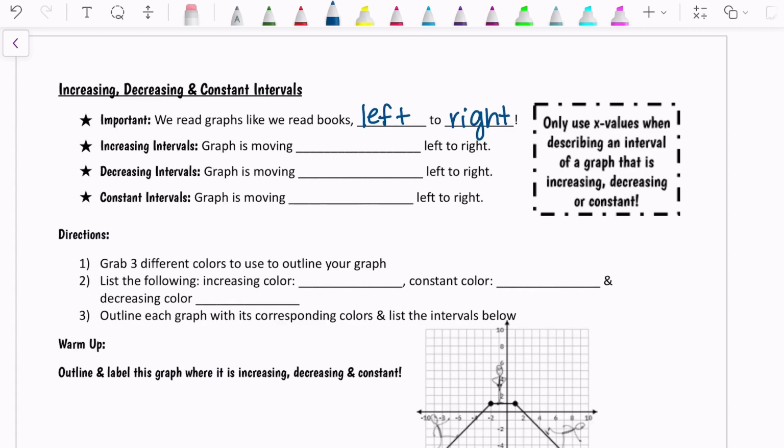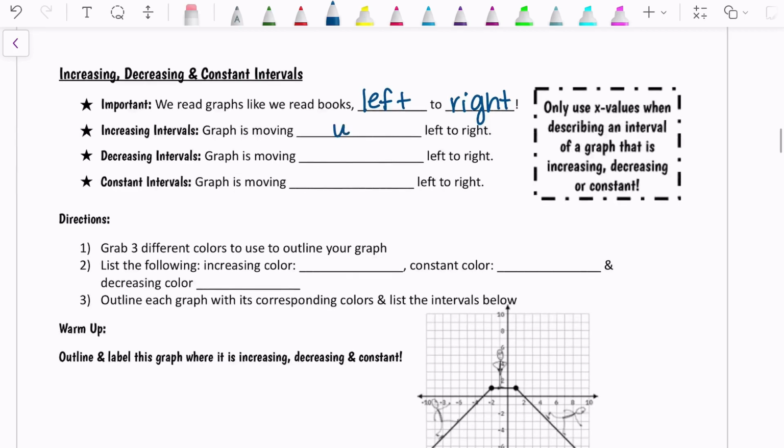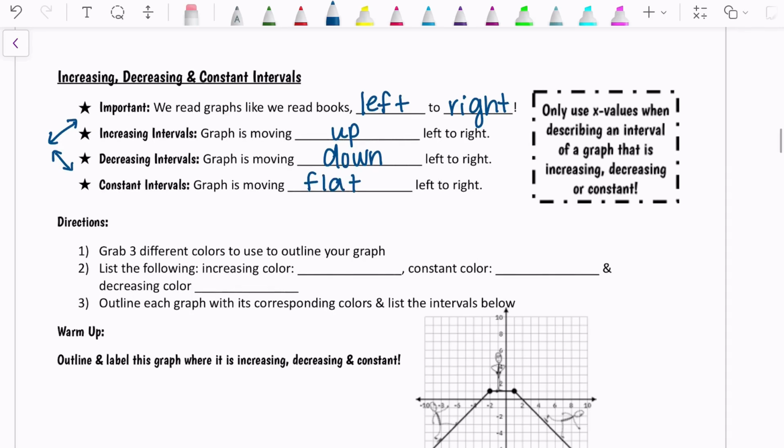So if it's an increasing interval, the graph is moving up left to right. So it would look like this. If it is decreasing, it's going down. And it doesn't have to be a linear function. It could be a curve. So if it's decreasing, it's going down left to right. And if it's constant, it is, I'm going to say flat left to right. And constant looks like this, perfectly flat.